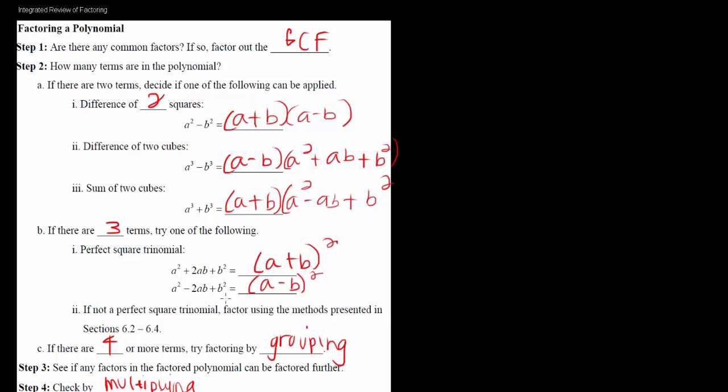Our first example in our review is going to be 4x squared minus 8xy minus 3x plus 6y. So the first step says to look to see if there are any common factors. If so, factor it out. There is no common factor, and therefore there's no GCF. So now I have to look and see how many terms are in this polynomial, and there are 4 terms. And part C says if there are 4 or more terms, we factor by grouping. So let's group this together.